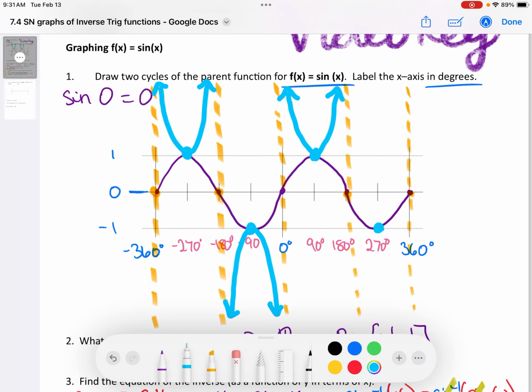And then at x equaling 270, we have a low peak. The graph goes up from that peak. Our inverse graph will go down. And that is your inverse function.